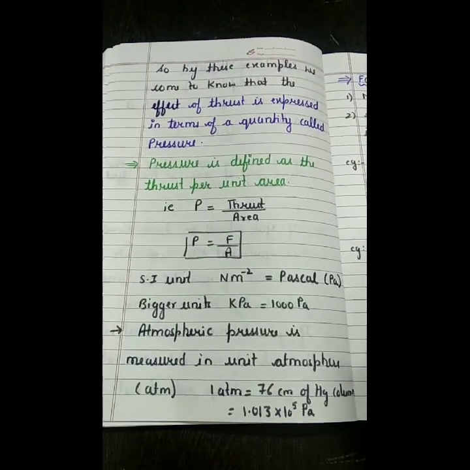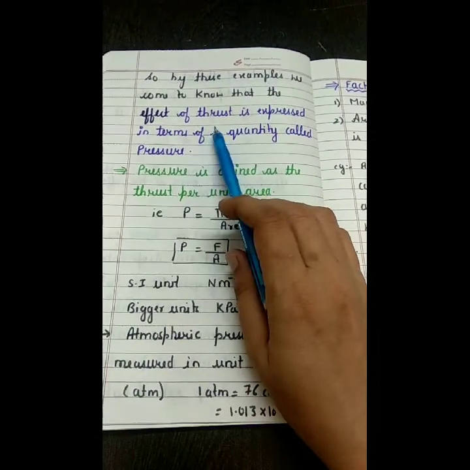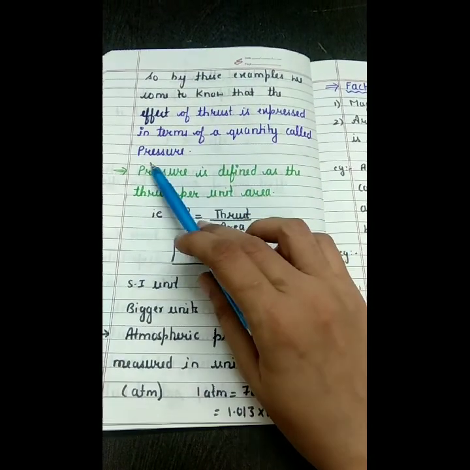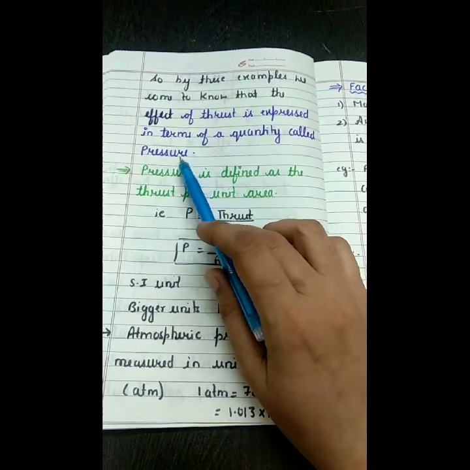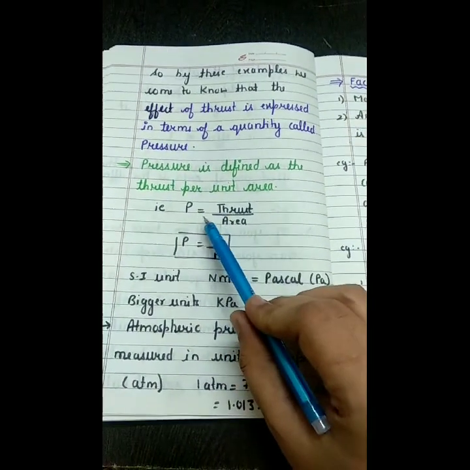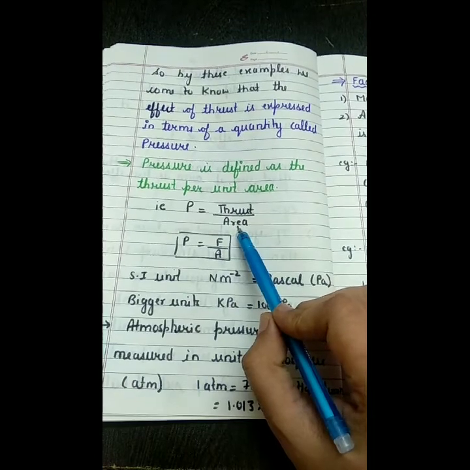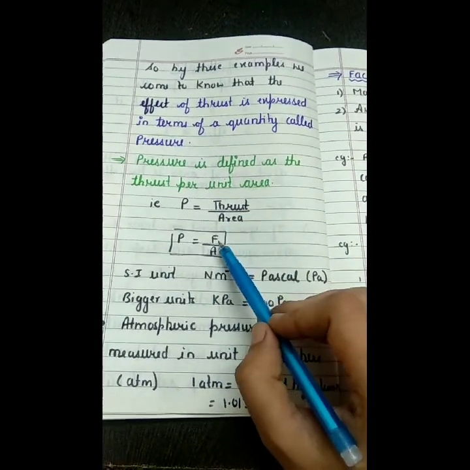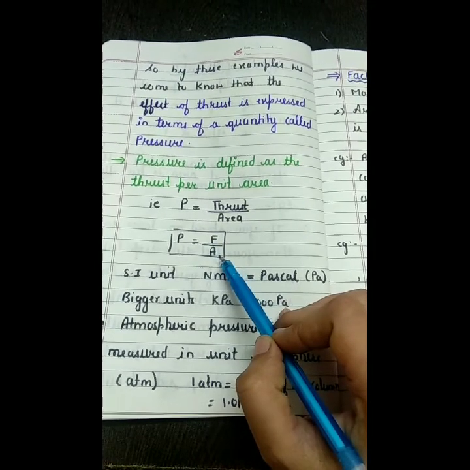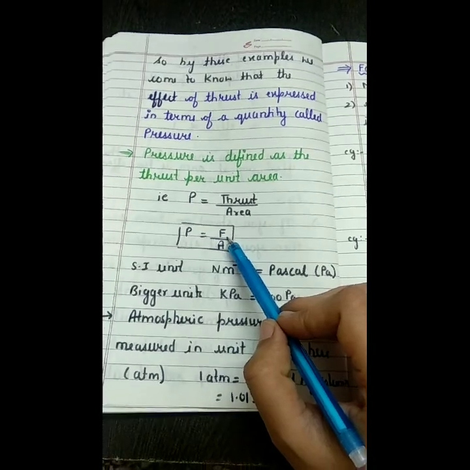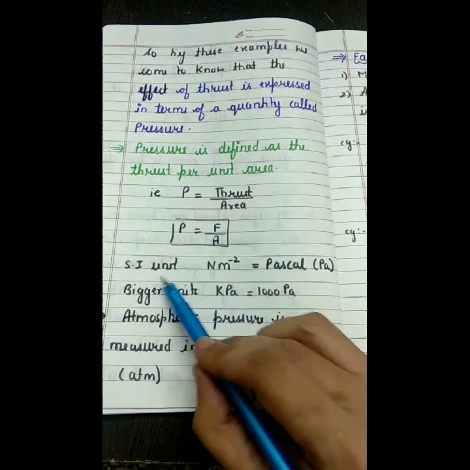By these examples, we come to know that the effect of thrust is expressed in terms of a quantity that is known as pressure. Now we will come to the main topic, that is pressure. So we can define pressure as thrust per unit area. Thrust is a kind of force acting in a particular direction. So we can also write force per unit area, but this force will always act perpendicular to the surface. So what will be the SI unit?